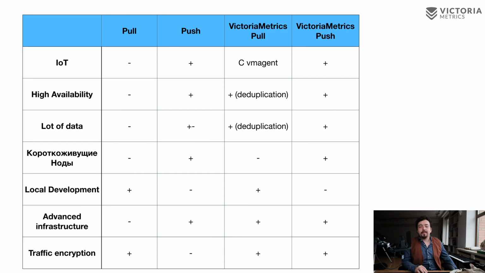And traffic encryption. Actually, there is an interesting thing, because in the pull protocol, everything is an HTTP page. It can be easily encrypted by just adding SSL. With push it's much harder to do, but in VictoriaMetrics we did it. So if you want traffic encryption, you need to use pull or you need to use VictoriaMetrics.